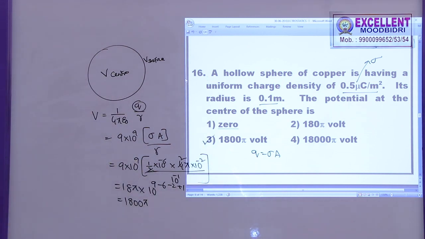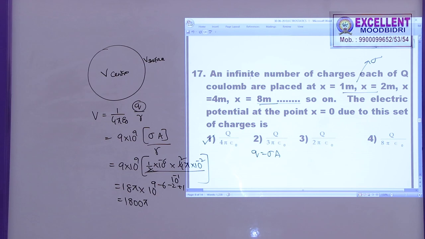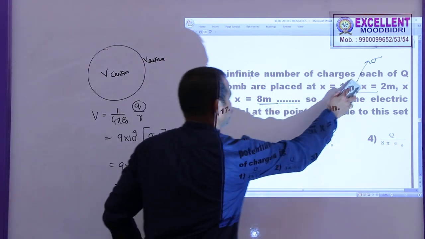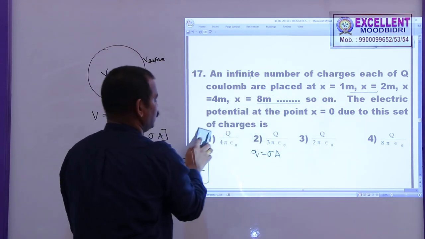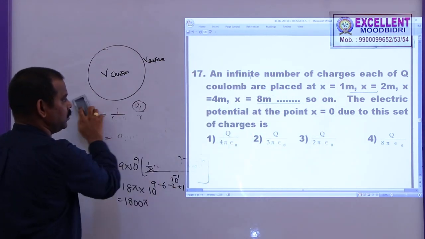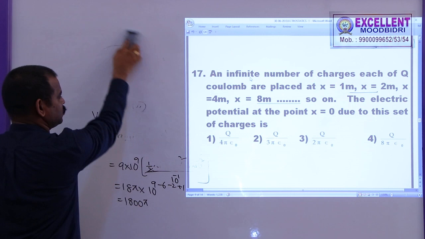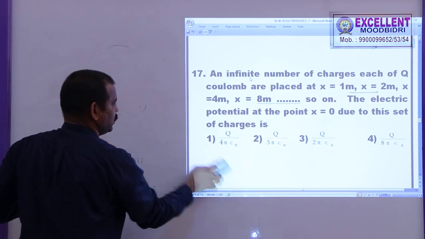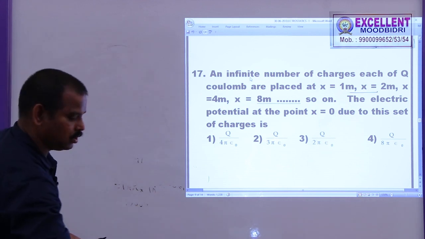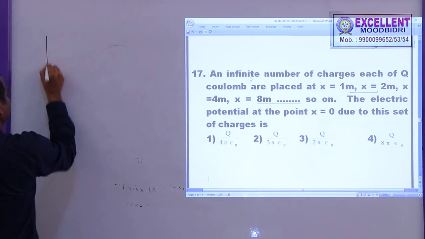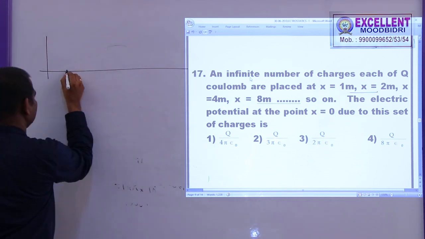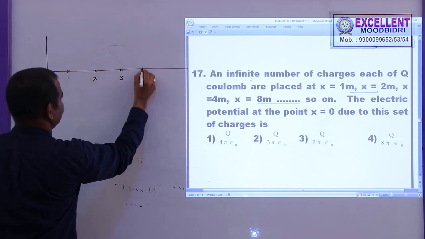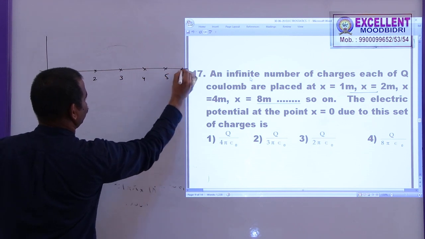Now in the next problem, an infinite number of charges, each q, are placed at x equal to 1, 2, 4, 8 and so on. Find the electric potential at the center due to this set of charges. So here some charges are given like this. Here this is the first charge at 1, 2, 3, 4, 5 and so on.